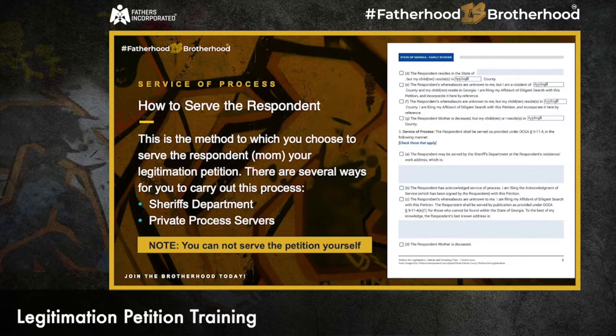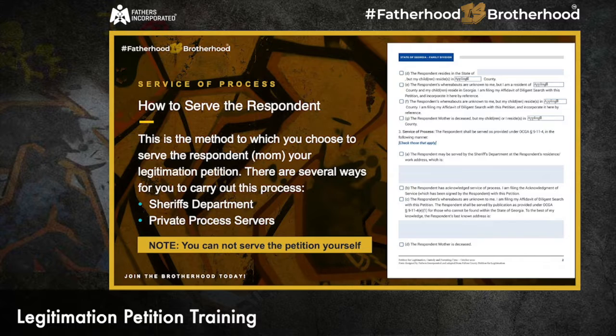All right, service of process, how to serve the respondent. This is how you're gonna serve the mom. So this is a method by which you choose to serve the respondent, which is mom, your legitimation petition. There are several ways for you to carry out this process. You can use your local sheriff's department. You can march right down to the sheriff's department and request that they serve the mom.